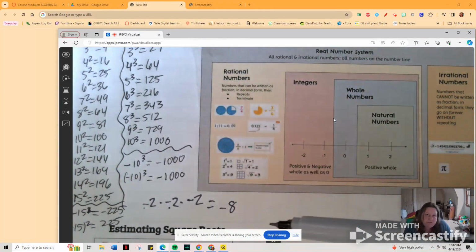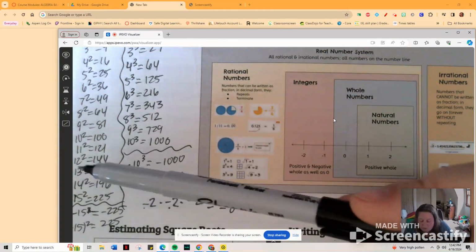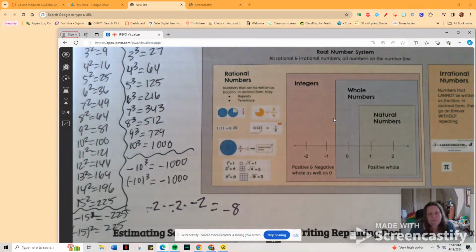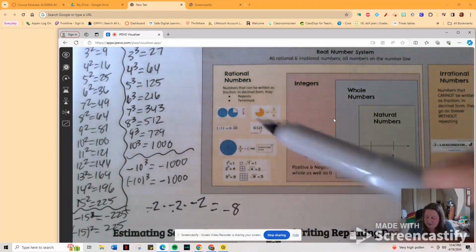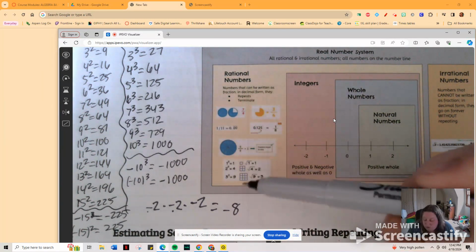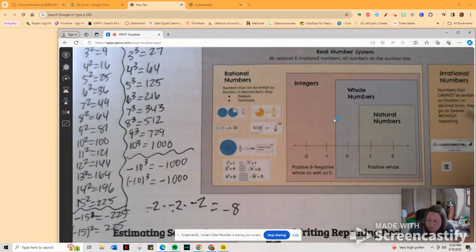So when we're talking about cube roots and square roots, the square root of a number is asking yourself what number times itself gives you that as a product. So the square root of 1 is 1 because 1 times 1 is 1. Square root of 4 is 2 because 2 times 2 is 4. Square root of 9 is 3 because 3 times 3 is 9, so on and so forth.